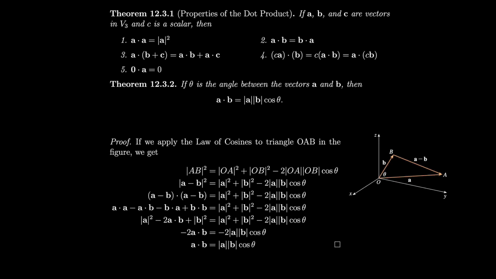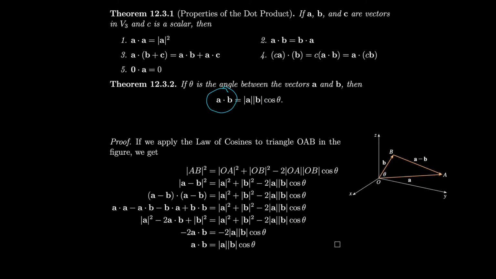A really interesting theorem is that you can use the dot product to figure out the angle between two vectors. It turns out that the dot product between two vectors is equal to the product of their lengths times the cosine of the angle between them.